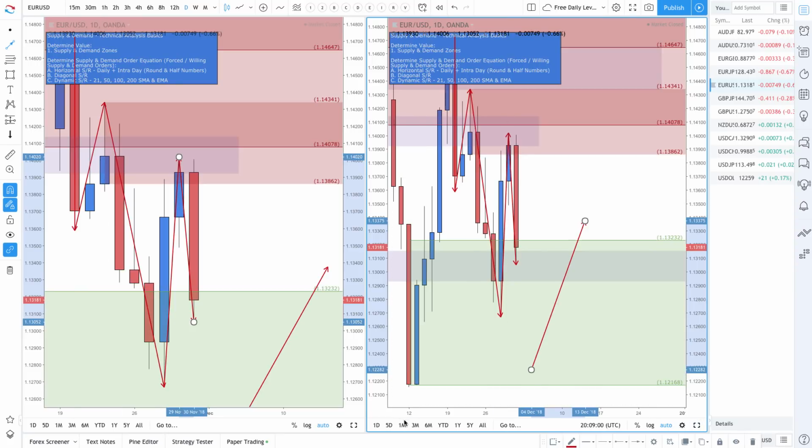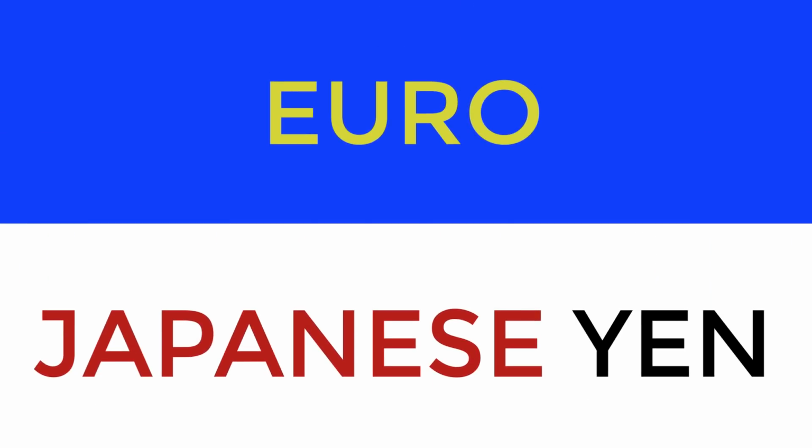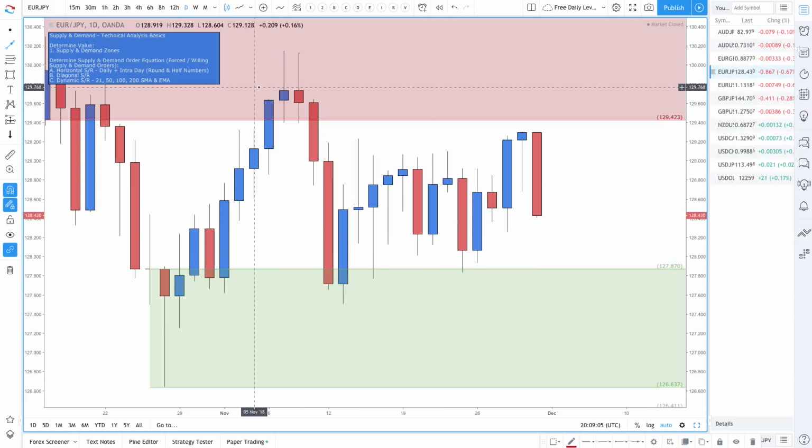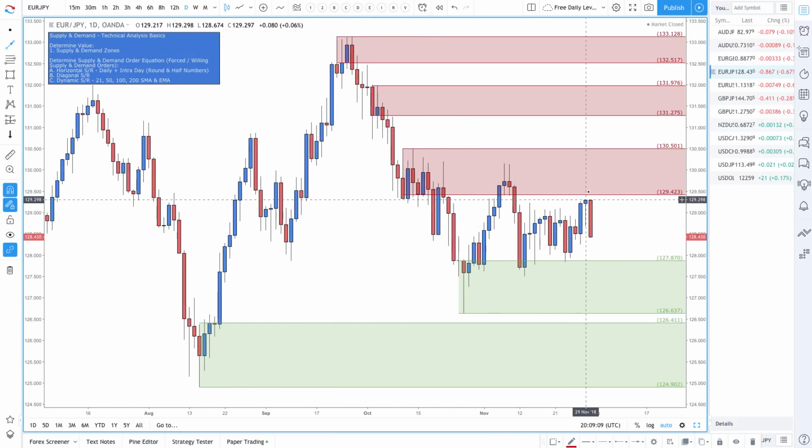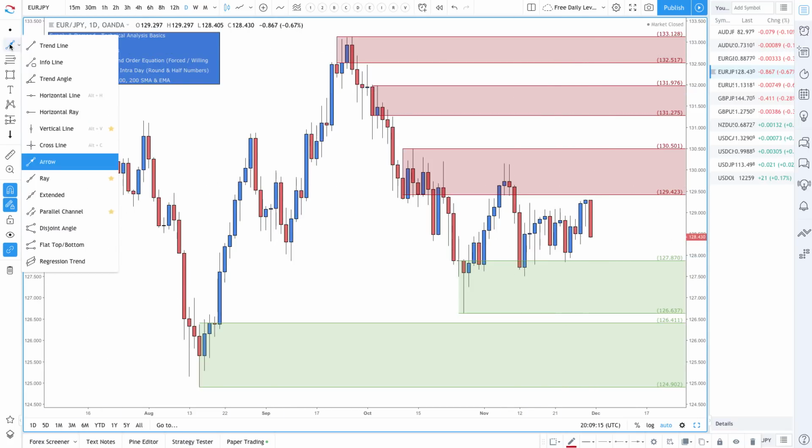So with the euro dollar done, let's move on to the euro yen. I think the euro yen has just moved sideways again this week. Yep, so it's pretty much just between this supply and this demand zone, so it's pretty easy.